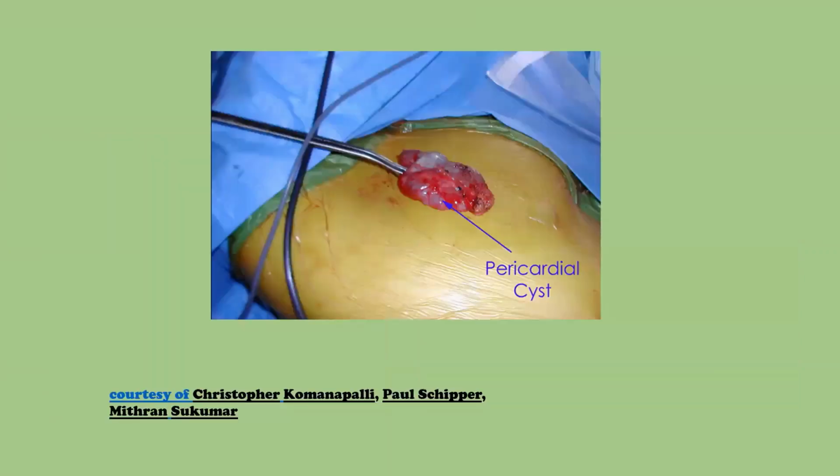Like this one, this is an excised pericardial cyst. Surely it has been taken out for a reason, which is compression, okay? And this is how it looks.